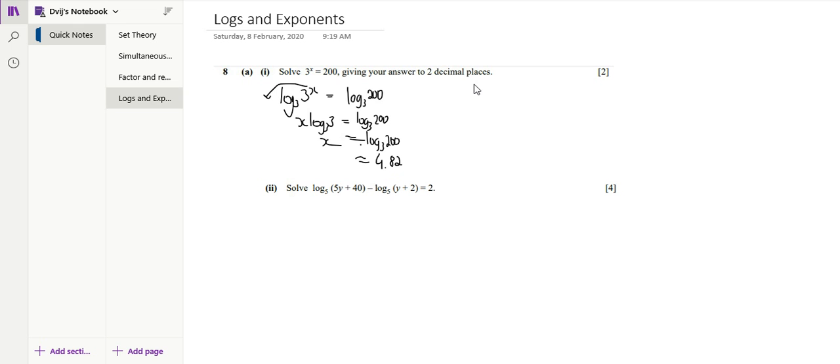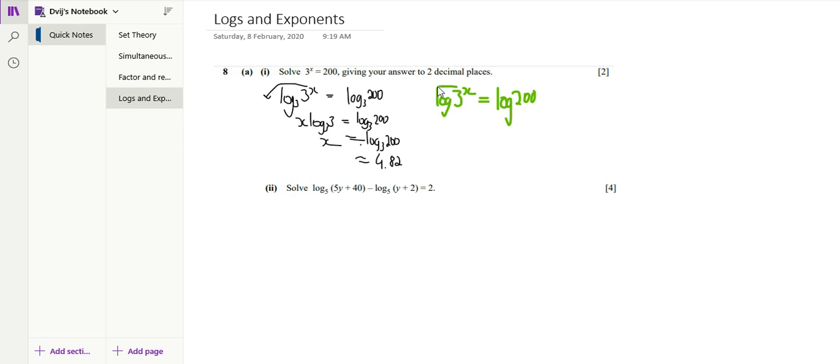Now the other way you could do this, so let's use a green pen. The other way you could do this is by taking log base 10 of both sides, or you could do log base e as well, both work. So suppose you do log base 10. I'm not going to write the base 10 because log by itself usually just represents log base 10. So log base 10 of 3 to the power of x is log base 10 of 200.